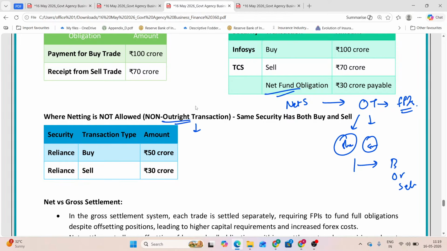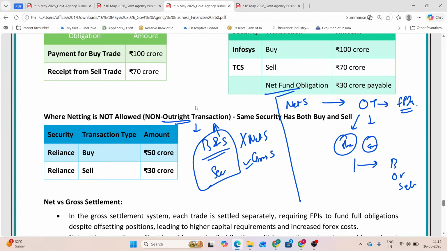Non-outright transactions, that means you are buying and selling the same security. In this case of the non-outright transactions, the net settlement is not allowed. Only the gross settlement can be done. Okay, so this is the basic idea, that for the non-outright transactions, the gross settlement will continue for the funds, but for the outright transaction, net settlement of funds will happen.